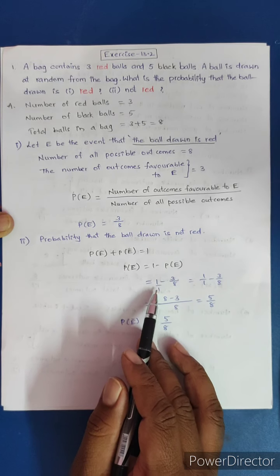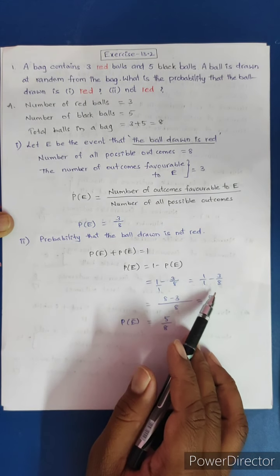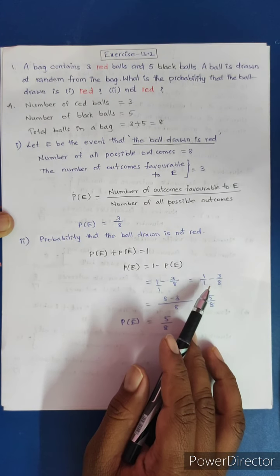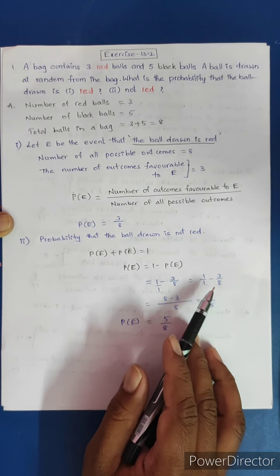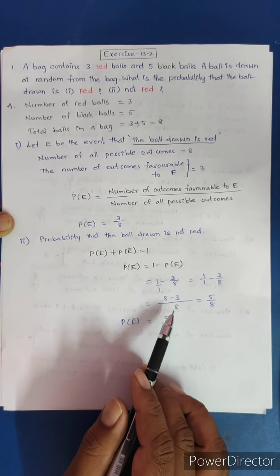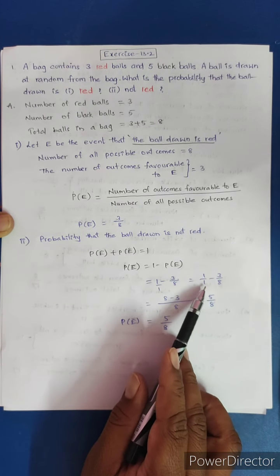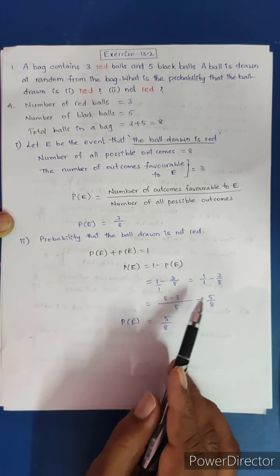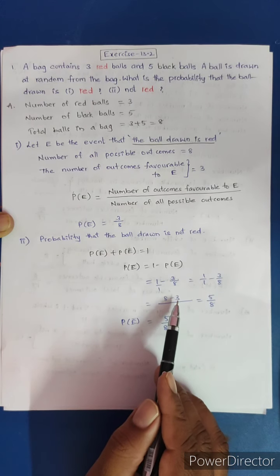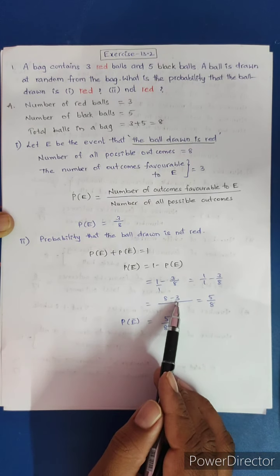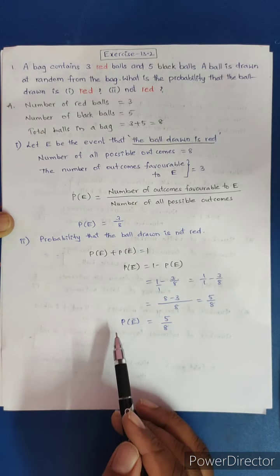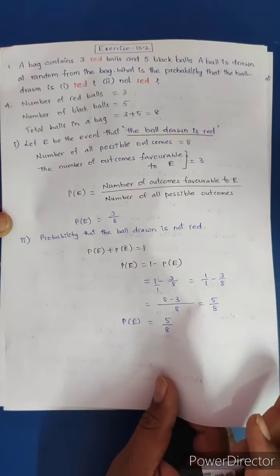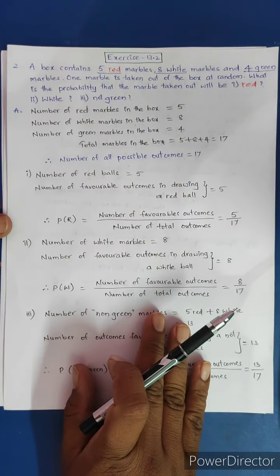In the denominator 1. 1 by 1 minus 3 by 8. Here denominators 1, 8, unlike fractions. Find the LCM of 1, 8. Their LCM is 8. Now convert these two denominators to LCM 8. 1 eight is 8, 8 by 1 is 8, minus. Same denominator, so same denominator 8, numerator 3. The difference of 8 and 3 is 5 by 8. So probability of not event is 5 by 8. First one completed. Now second one.